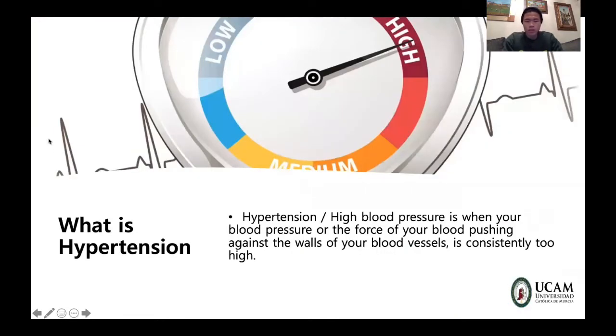What is hypertension? Many scientists have defined hypertension in many different ways, but here is a simple definition. Hypertension, or high blood pressure, is when the force of your blood pushing against the walls of your blood vessels is consistently too high. We can simply put hypertension as the common disorder in which blood pressure remains abnormally high.